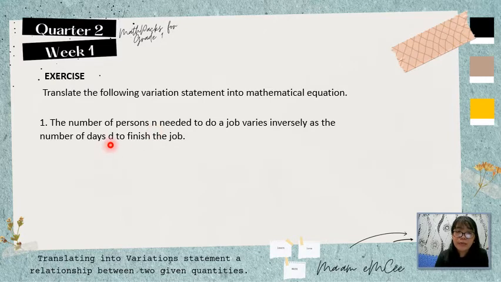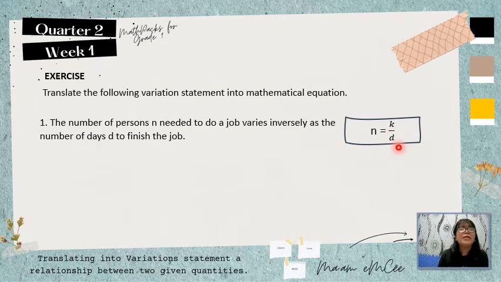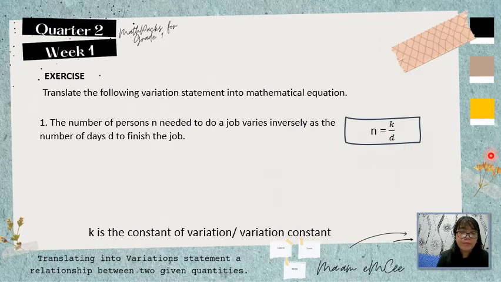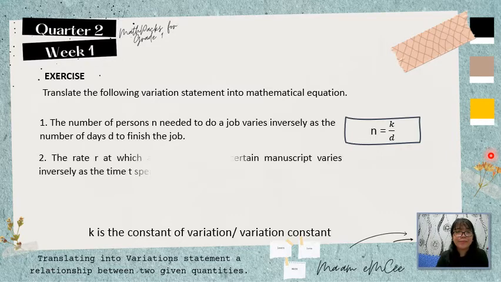Then on the right side, we will have our k, or our constant of variation, in the numerator, and our second variable, which is d, in the denominator. So we will have our equation to be n is equal to k over d. Just remember, in inverse variation, there will be a fraction. Okay? So again, k is the constant of variation or variation constant.